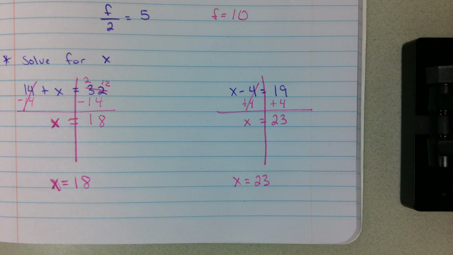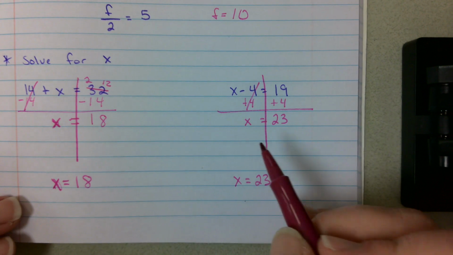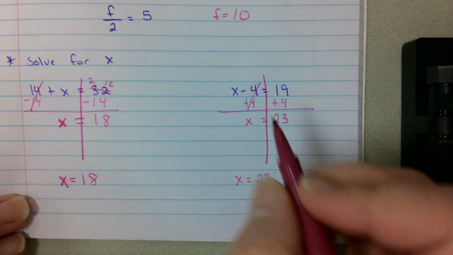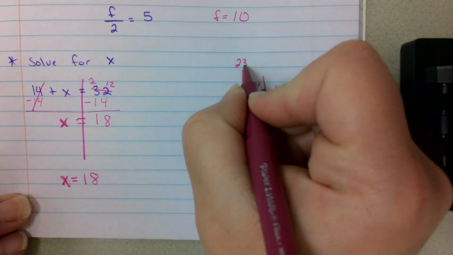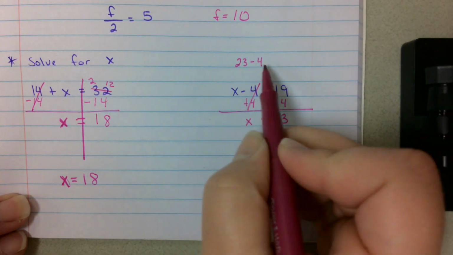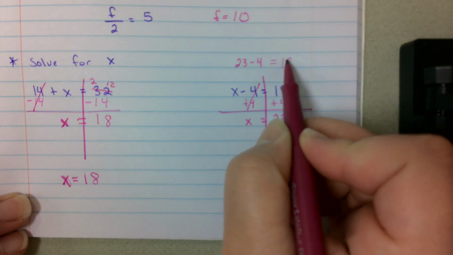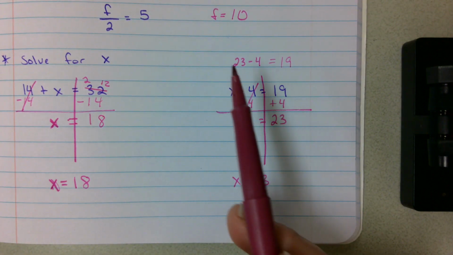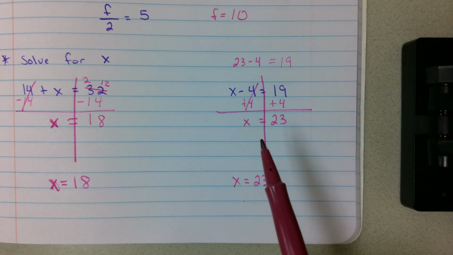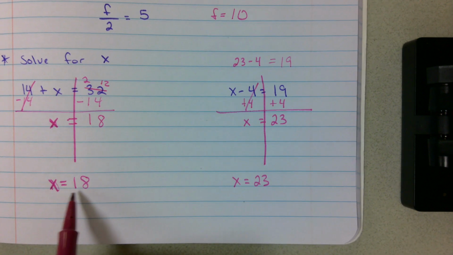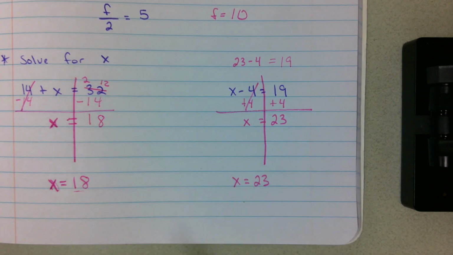And then if you want to know if you did these correct, you can easily just pop that number up here and put 23 minus 4. And 23 minus 4 does equal 19, so that's correct. And this will be really helpful when you're doing equations that are a little larger. Just take your answer there, substitute it in for your variable, and see if that works. 14 plus 18 is 32.